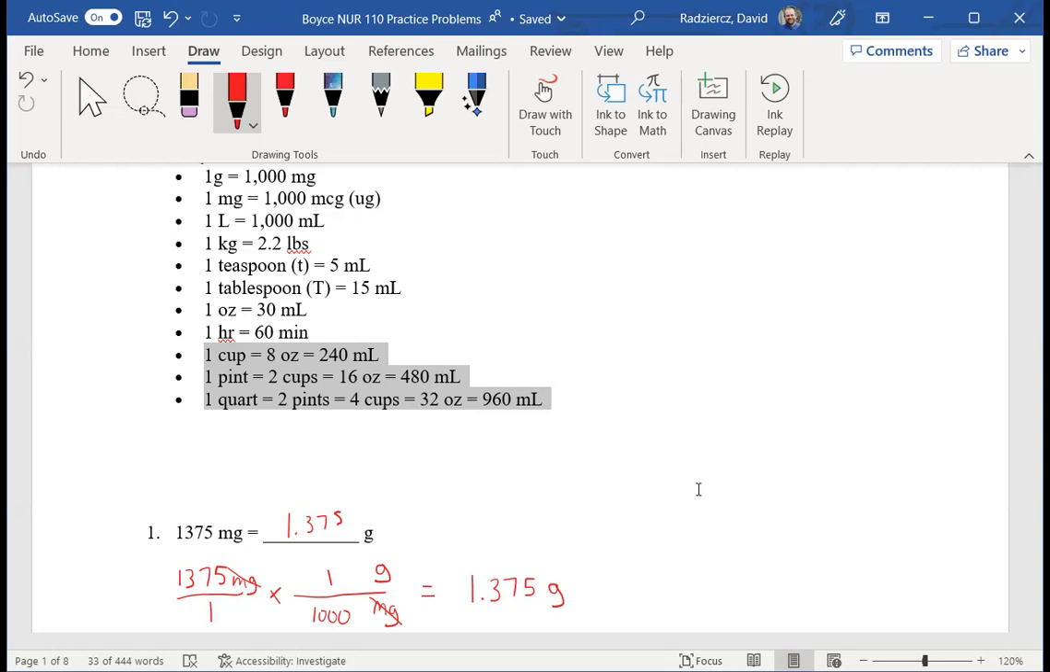So a cup is 8 ounces, which is 240 milliliters. And then if you look above where it says 1 ounce is 30 milliliters, that's where all that's coming in. A pint is 2 cups. 2 cups is 16 ounces, and then 16 ounces is 480 milliliters. And then a quart is 2 pints, which is 4 cups, which is 32 ounces, which is 960 milliliters.